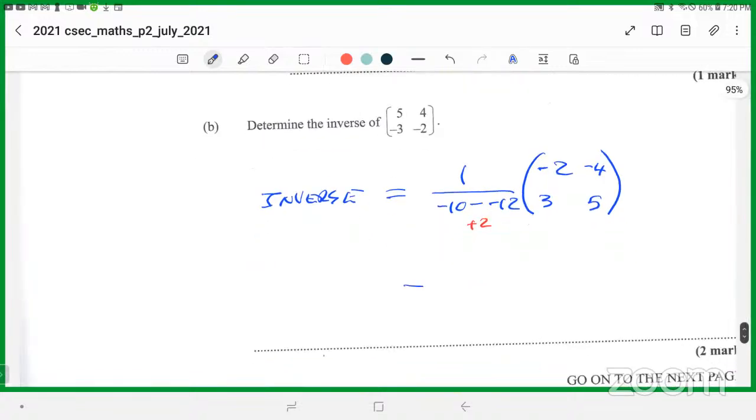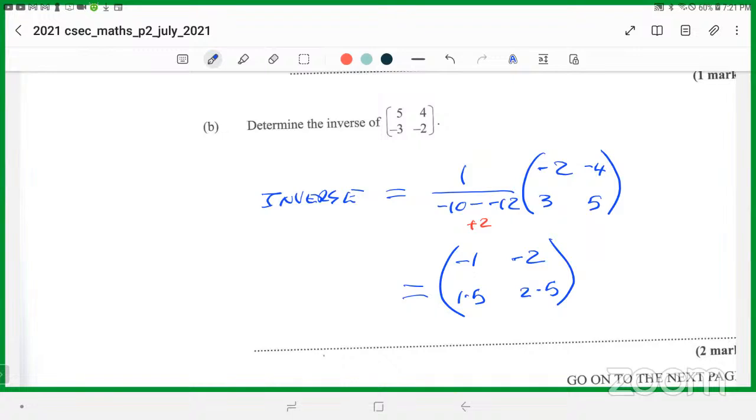Then it's just a matter of dividing each of these values by this +2. You can put it as a decimal since it's just divided by 2. -2 divided by 2 is -1. -4 divided by 2 is -2. 3 divided by 2 is 1.5. 5 divided by 2 is 2.5. That's my answer right there. Yes?